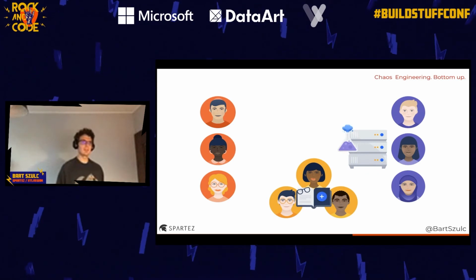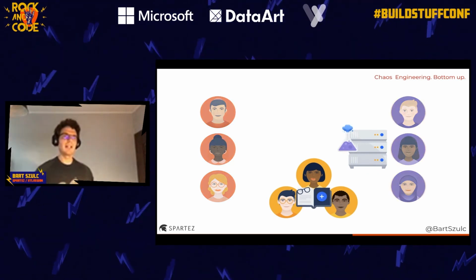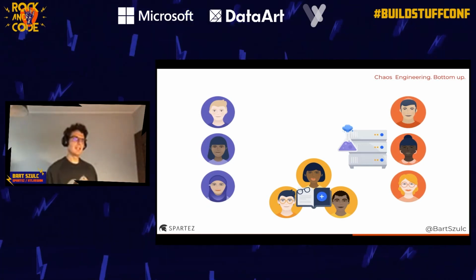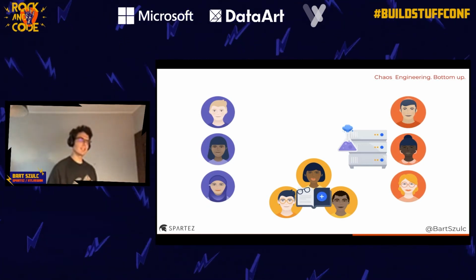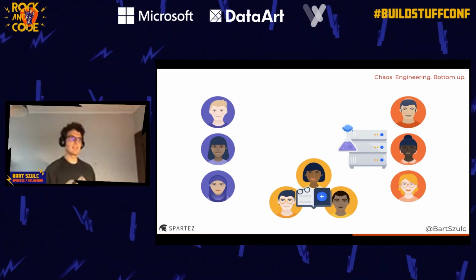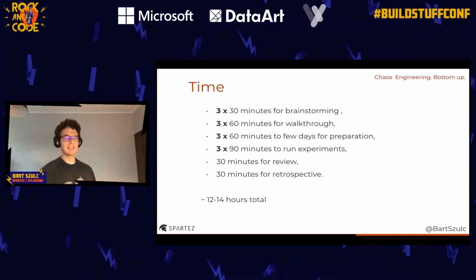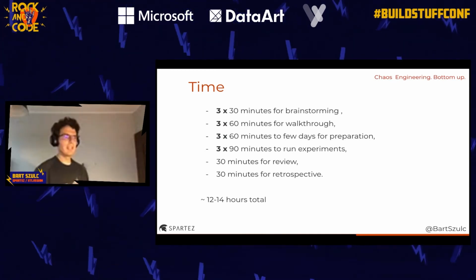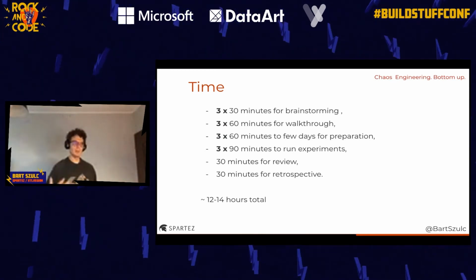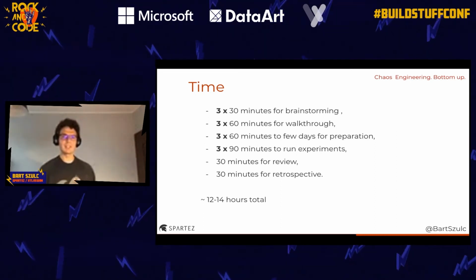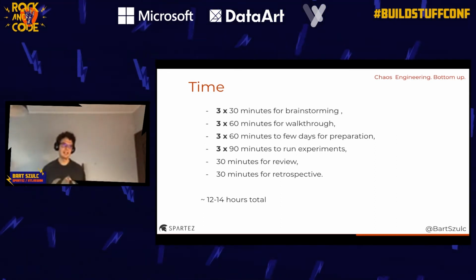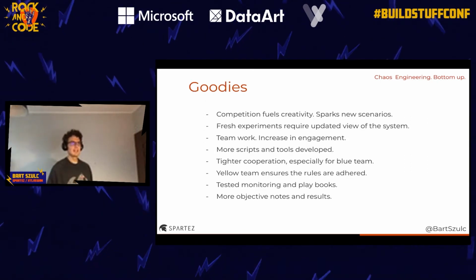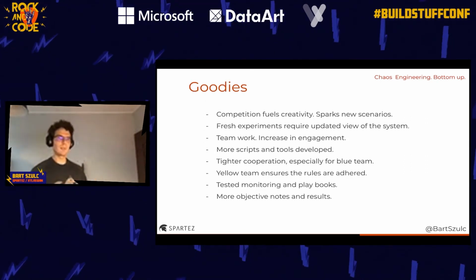Okay, so the red team runs the experiment, and if everything goes well, the teams change their roles. The blue team becomes the red team and experiments on its own. Because there are more people involved and we have those iterations, we tend to spend more time running Chaos Bash than war games, 12 to 14 hours in total to go through all the phases. But there is a lot of good stuff coming out of Chaos Bash.